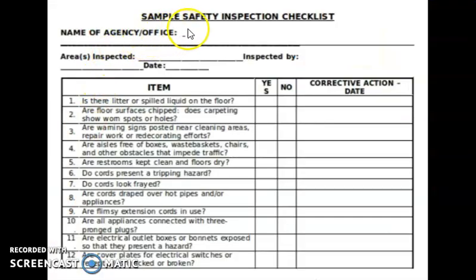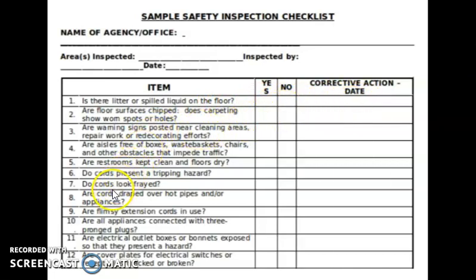Have a look at the safety inspection checklist. It is usually followed in the workplace, where they regularly check the cleanliness of the surface and the bathroom, as well as the wires, cords, and electric switches. All this happens at a regular pace, and they have to submit the report. Let me read one or two sentences inside it. Is there litter or spilled liquid on the floor? The person has to mention whether it's yes or no. If it is no, they have to write the corrective action here.